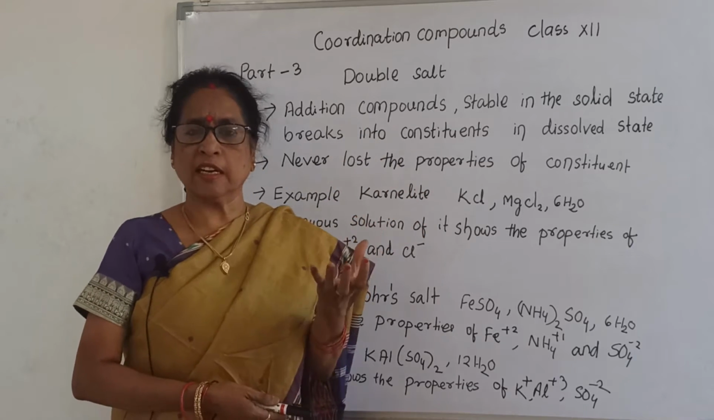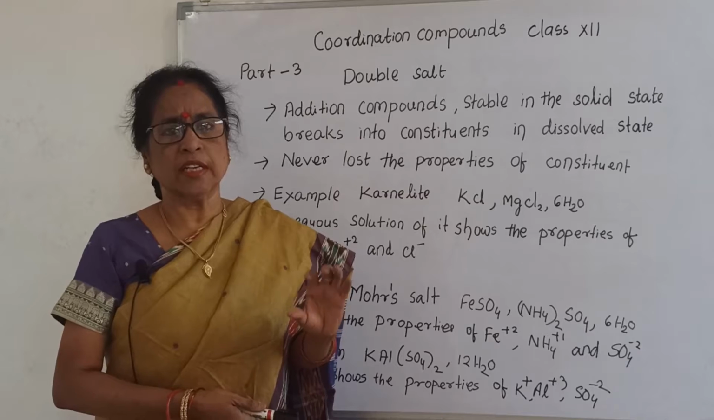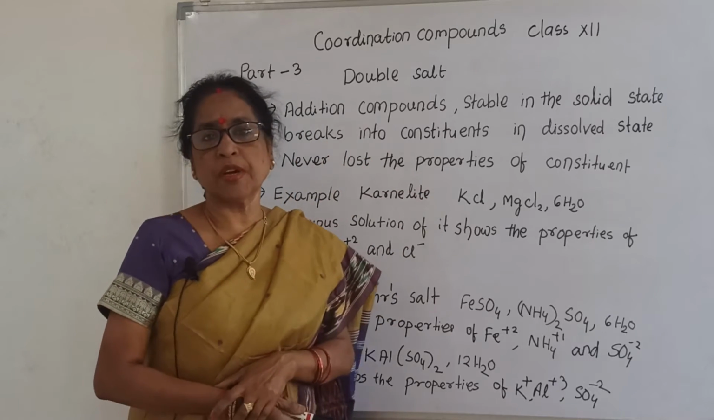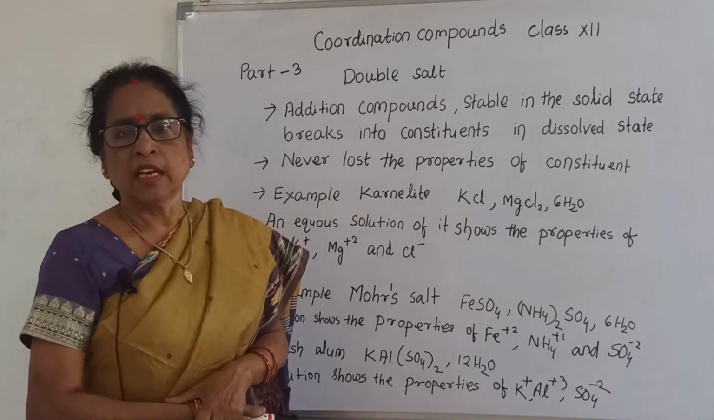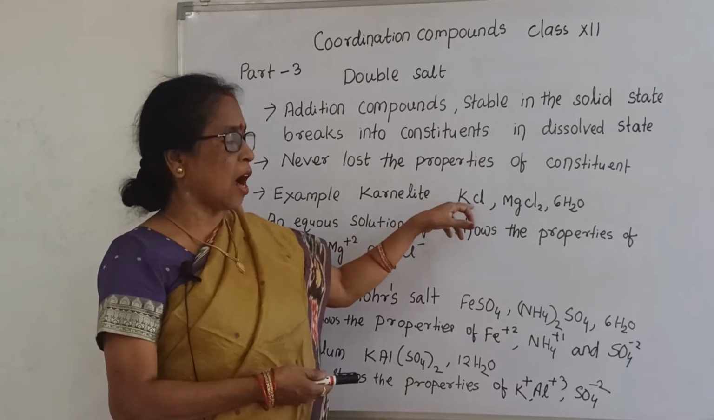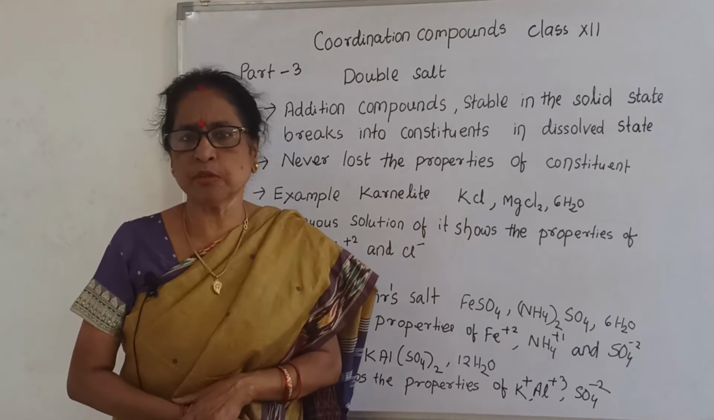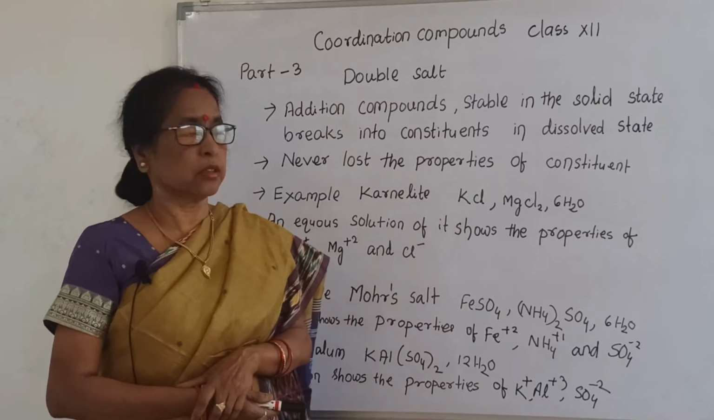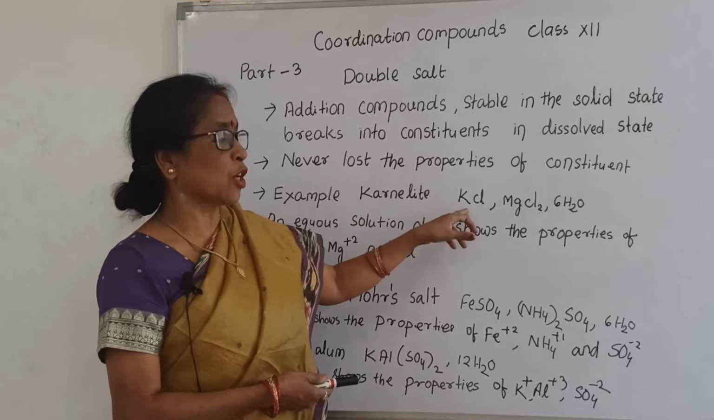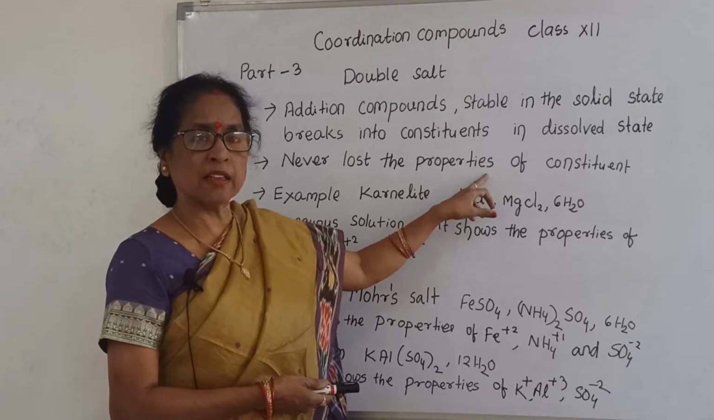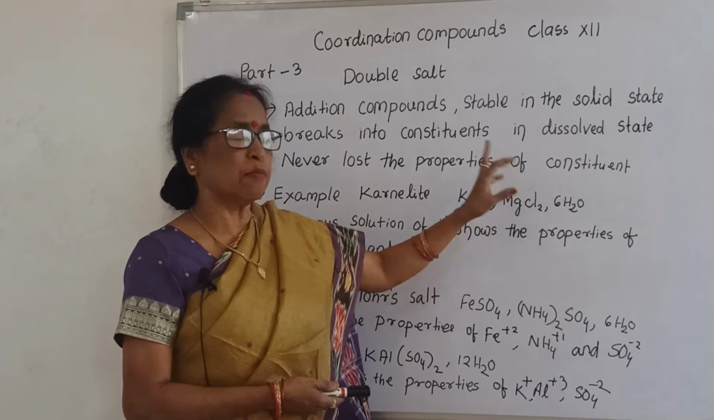When you see carnallite, it is a solid, it is stable, and it breaks into its constituents when dissolved in water. That means if you add this carnallite to water, it becomes an aqueous solution. This aqueous solution shows the properties of the constituents. What are the constituents here? K plus, Cl minus, Mg plus 2, Cl minus.